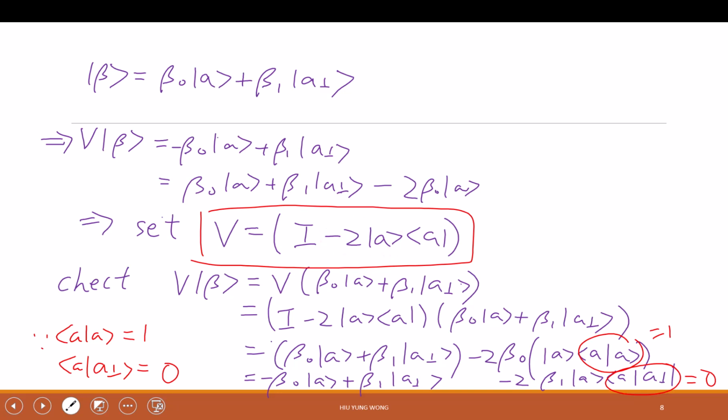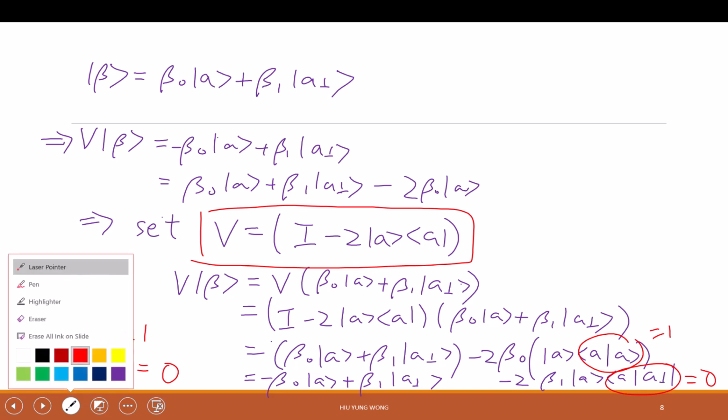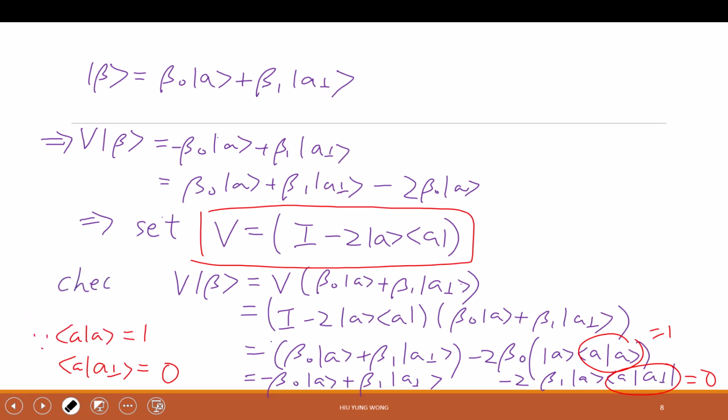Any questions? Yeah. I should say that in the second row, you have the term minus 2 beta A. Then I don't see it in the expansion in the last row.